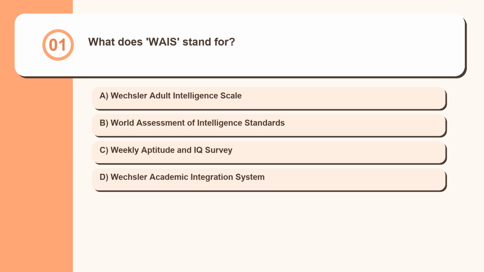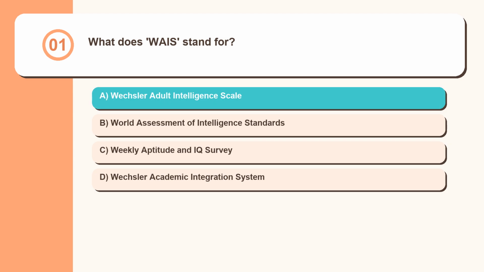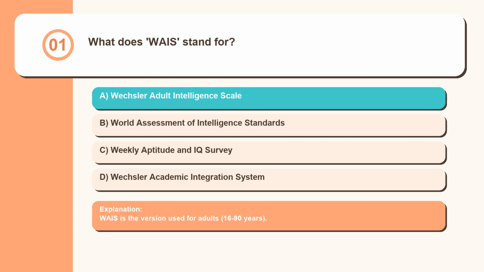Question 1. What does WAIS stand for? Wechsler Adult Intelligence Scale. World Assessment of Intelligence Standards. Weekly Aptitude and IQ Survey. Wechsler Academic Integration System. WAIS is the version used for adults, 16 to 90 years.